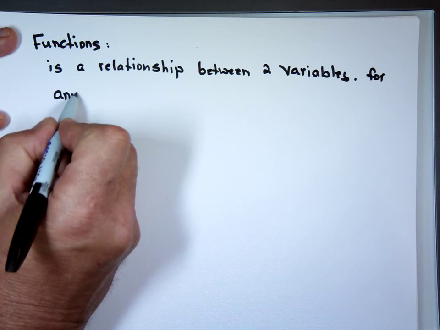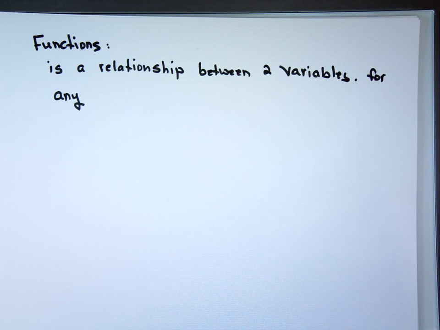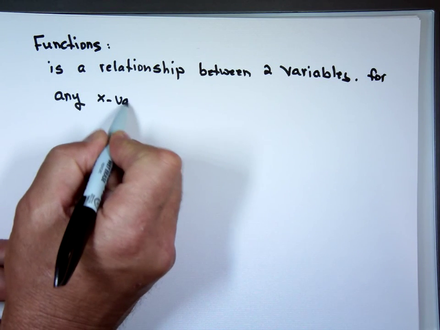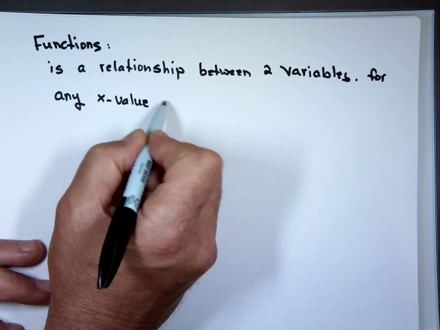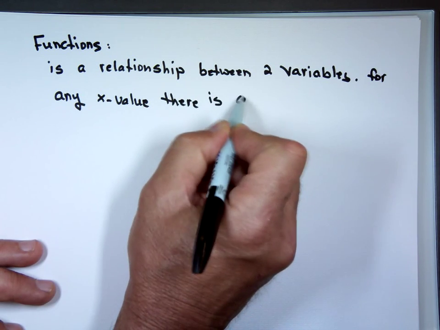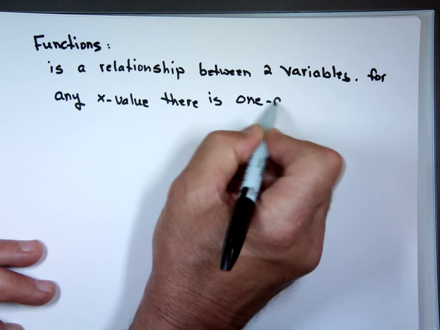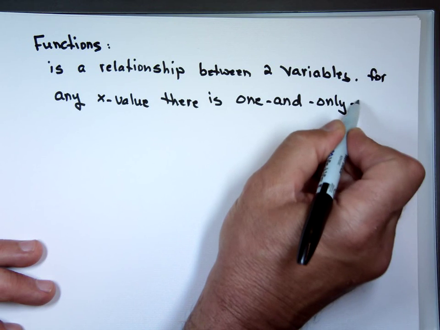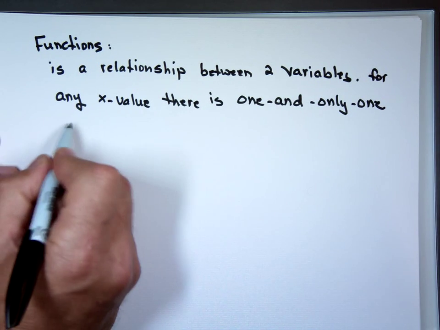any, let's call it x and y, the two variables here. X is the independent, y is the dependent. So y is a function of x. For any x value, there is one and only one y value.